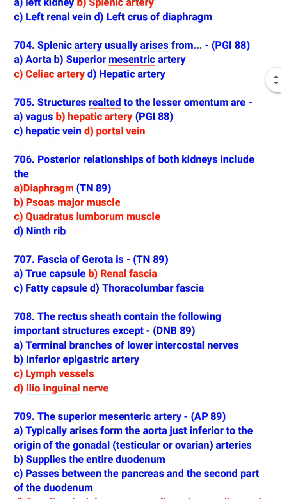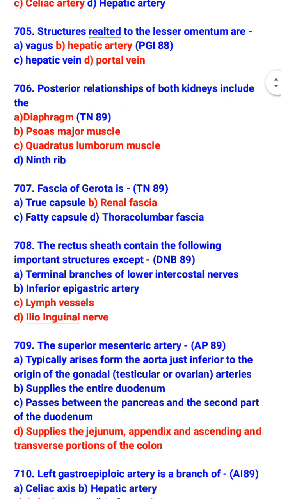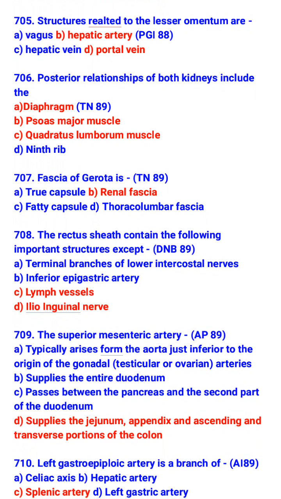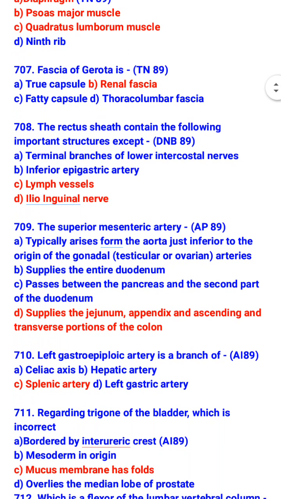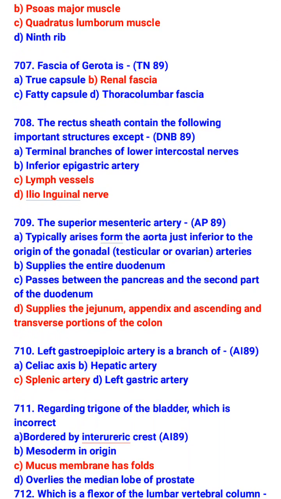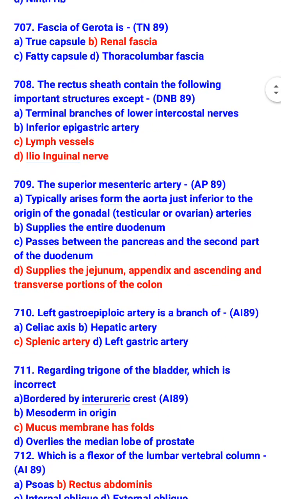Fascia of Gerota is renal fascia. The rectus sheath contains the following important structures except lymph vessels and ilioinguinal nerve. So rectus sheath contains which structures? Terminal branches of lower intercostal nerve and inferior epigastric artery. The superior mesenteric artery supplies the jejunum, appendix and ascending and transverse portion of the colon.